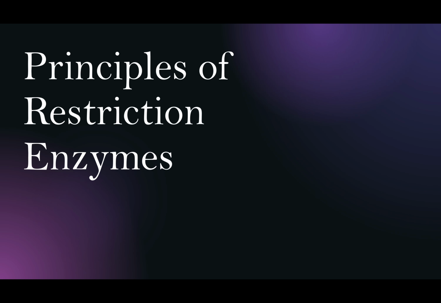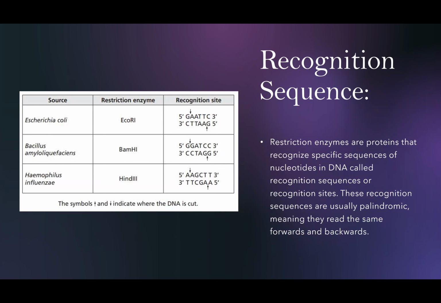So let's look at this. The principles of restriction enzymes now. We know that restriction enzymes are what we call the molecular scissors. They cut DNA, they cut genetic material. So what we have here is a recognition sequence. Restriction enzymes are proteins that recognize specific sequences of nucleotides in DNA, which we call the recognition sequence or recognition site.